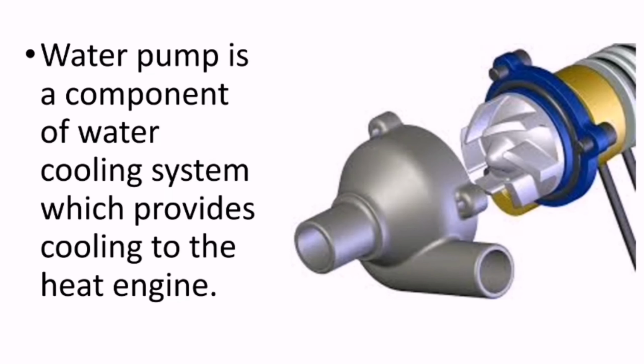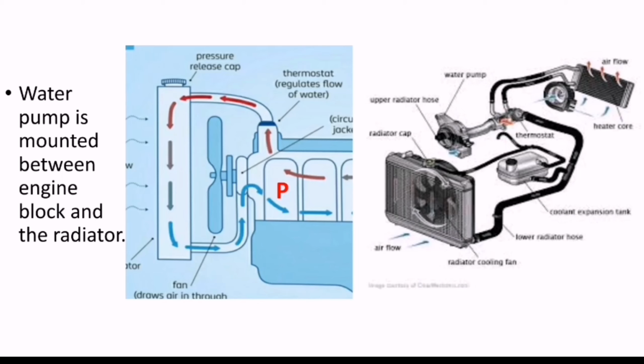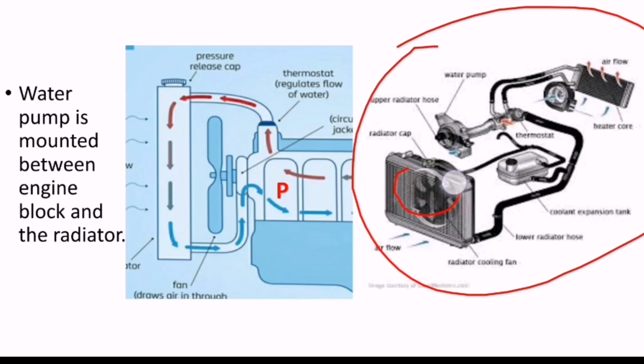Now we are learning about the water pump. It is a component of the water cooling system which provides cooling to the heat engine. As we saw in the radiator, the water pump is very useful in the arrangement of the radiator to the IC engines. In between the radiator and the jacket of the cylinders, this pump is used. The pump will circulate the liquid or coolant throughout all the jackets and the radiator. If we observe this total arrangement of the IC engine, this part is the radiator part, and this is the water pump.